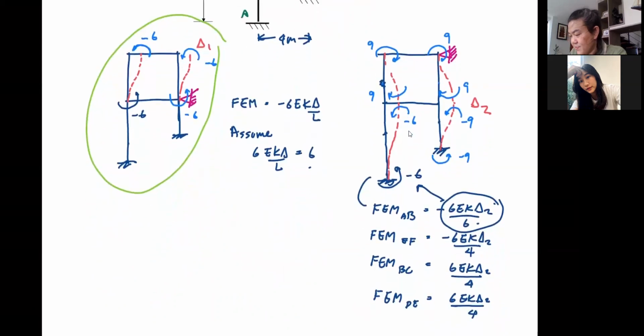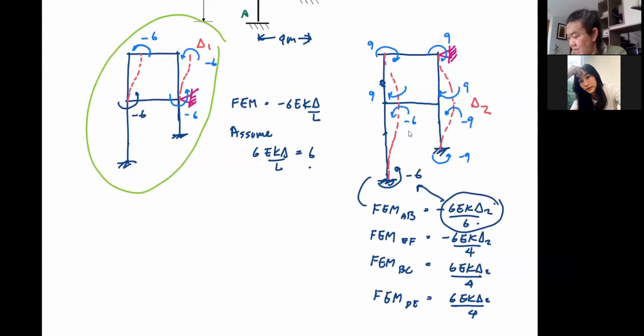But for this one, the difference is that member AB is longer. The fixed end moment is going to be 6EI delta 2. This is the second case where we brace the floor here, so we have delta 2 here. So the fixed end moment is going to be 6EI delta 2 over 6, but the rest is over 4 because of the length. If they sway with a similar amount of displacement, the shorter members will produce more resisting moment because they are shorter.